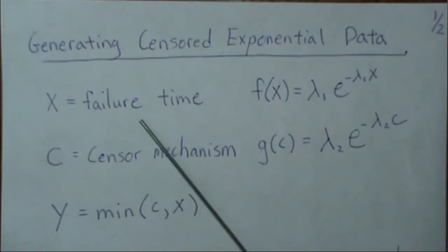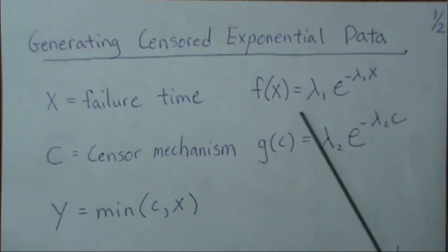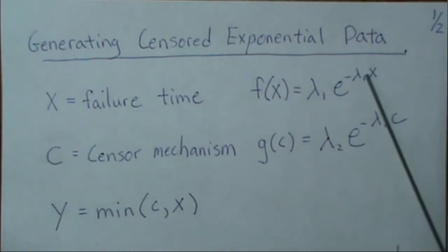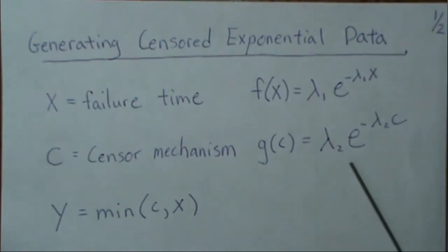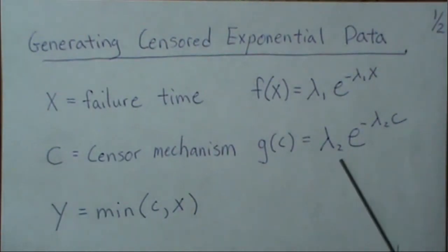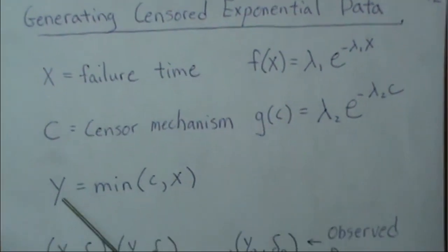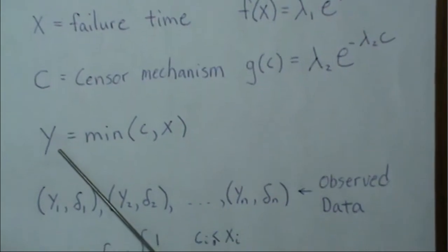But here we're going to let the failure times be exponential with some lambda 1 parameter, and the censoring mechanism is we're going to make exponential also with some lambda 2. And in general, we observe the minimum of these two. And this is the data that we observe in experiments in real life.